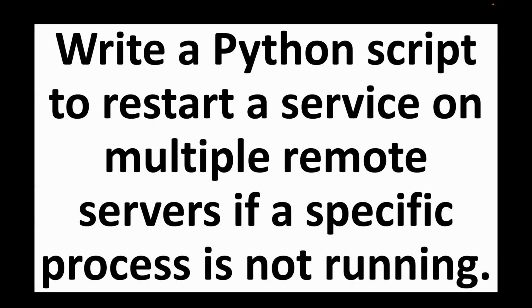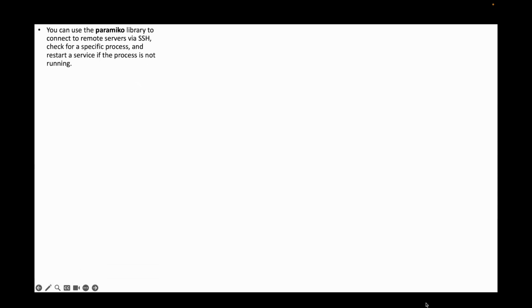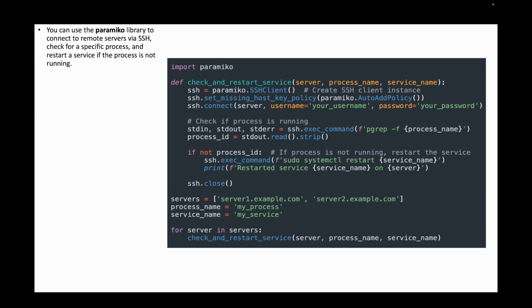The next question we have is, write a Python script to restart a service on multiple remote servers if a specific process is not running. So for this, again, we can make use of the Paramiko library, which will allow us to connect to the remote machines and then check for a specific process. And if the process is not running, simply restart that process.